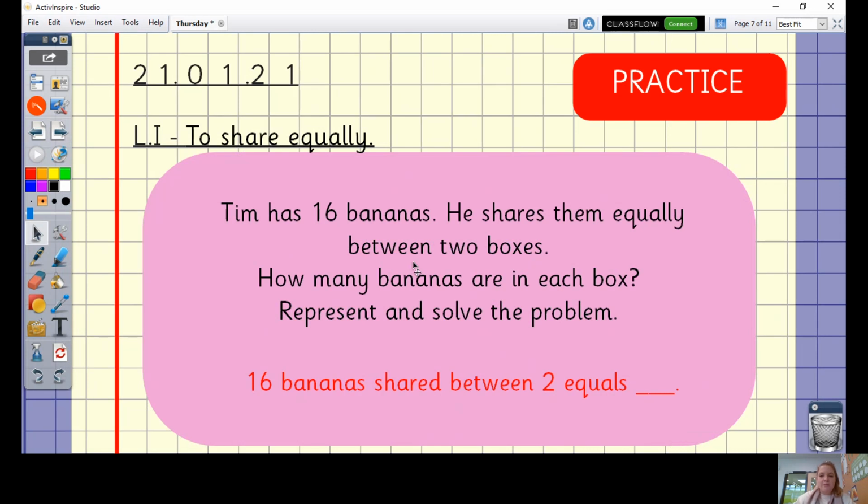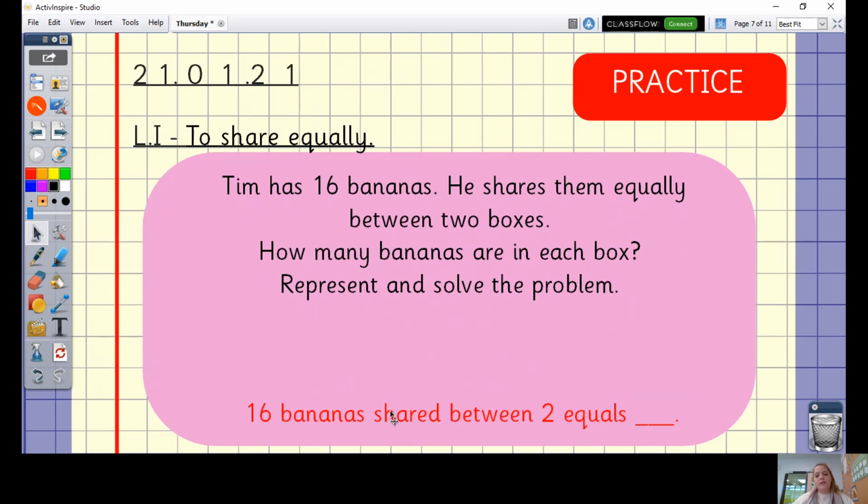Okay, finally for our practice then, we've got a little bit of a word problem. Tim has 16 bananas. He shares them equally between 2 boxes. How many bananas are in each box? Okay, again, you don't have to use bananas to represent this problem. You could use any objects in your home, but I'd like to see you sharing those objects. So 16 of whatever object you like, sharing into 2 groups. Okay, I'll show you in a minute how we can use a drawing to do this if you're struggling to find the objects in your home.